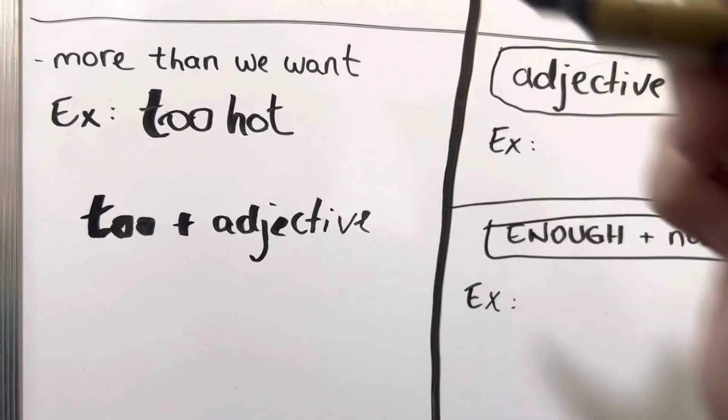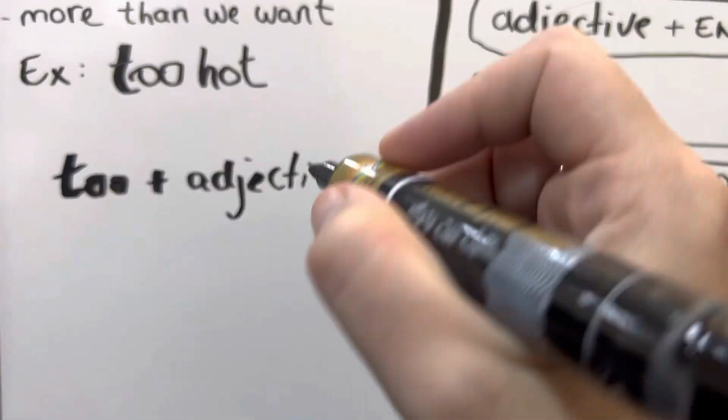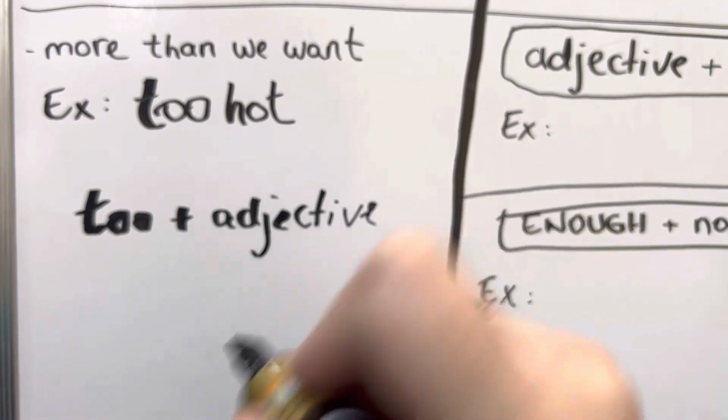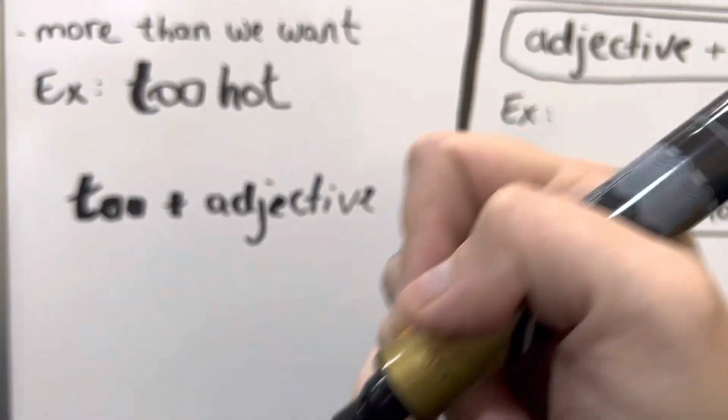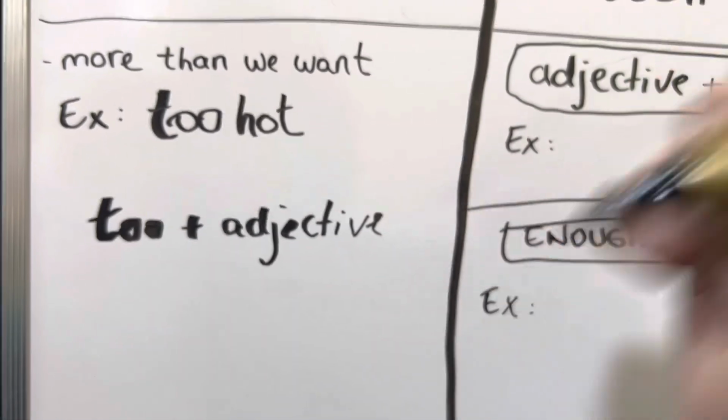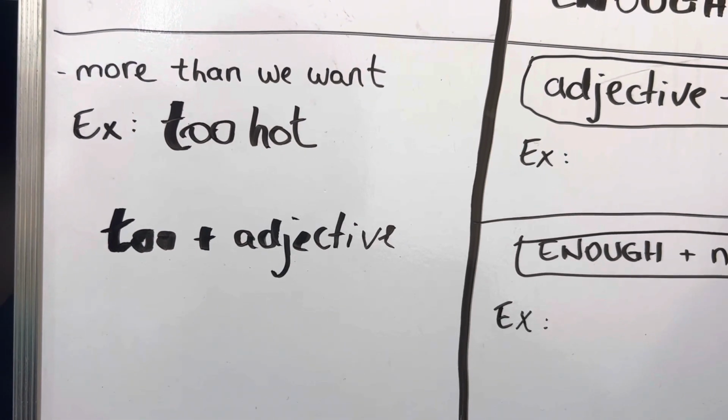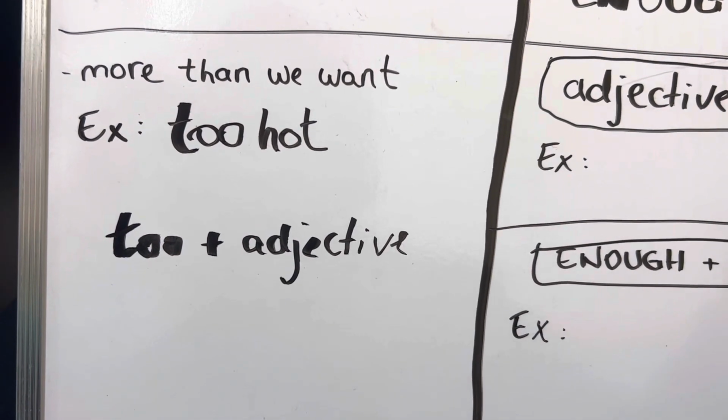I know it's not the case now because it's too cold, but it's just an example. So what does too hot mean? It means that it's hotter than we want it to be. So in this example, we have to use too.